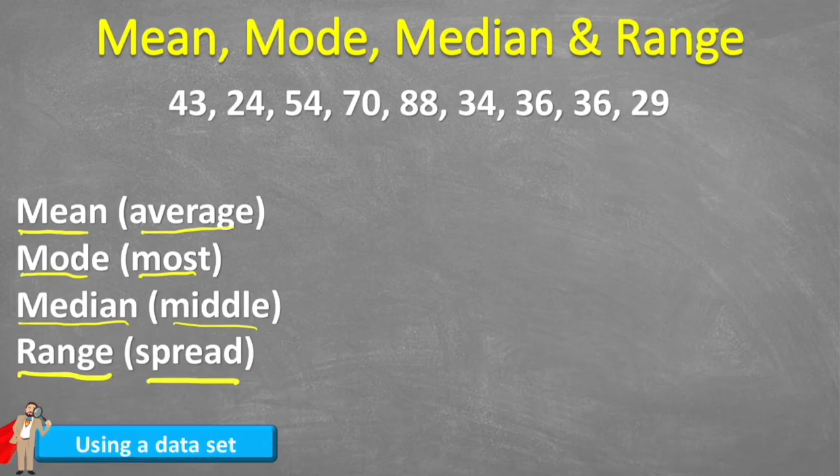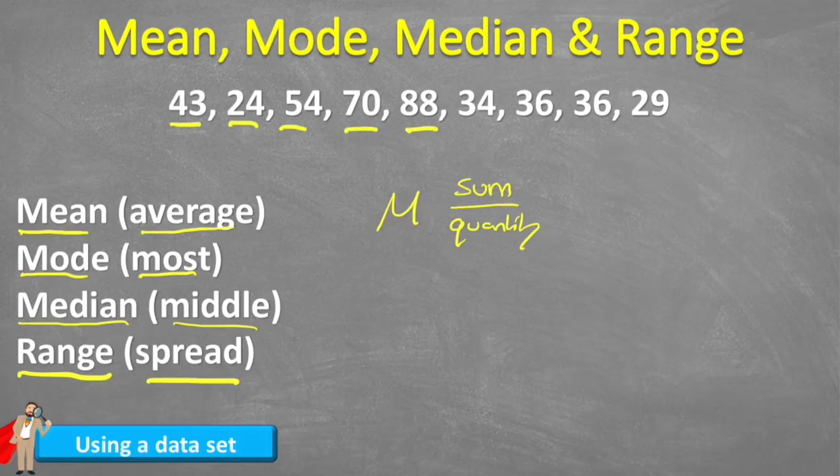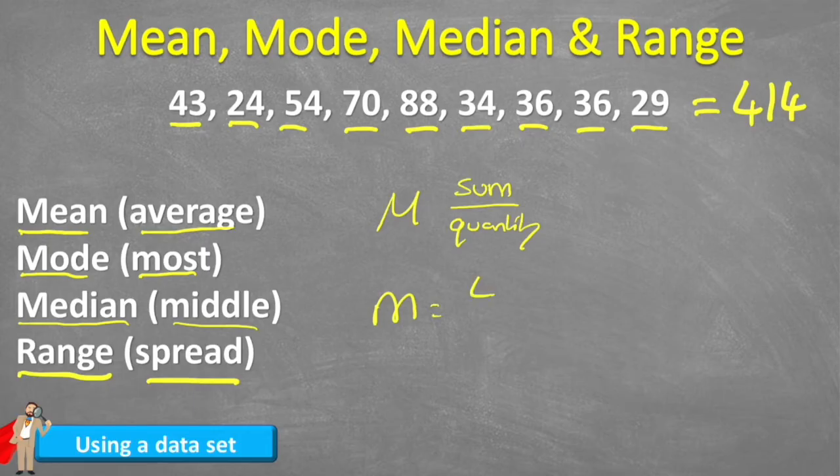So the mean means the average. So to find the mean, what we have to do is we get the sum of all the numbers and we divide it by the quantity of how many there are. So in this case, we would add 43 to 24, 54, 70, 80, 34 and 36, 36 to 29, and we would get a total of 414. Now I just used my calculator, but if you wanted to, you could use column addition if you didn't have a calculator handy. So therefore my mean equals 414 divided by the quantity.